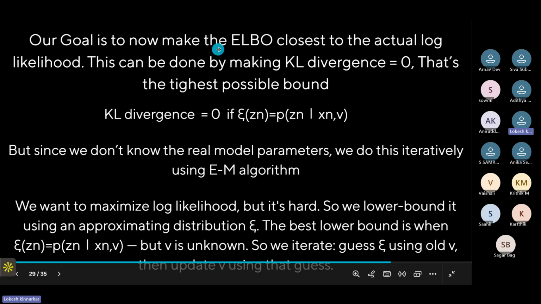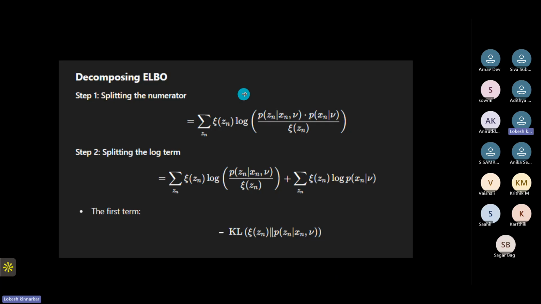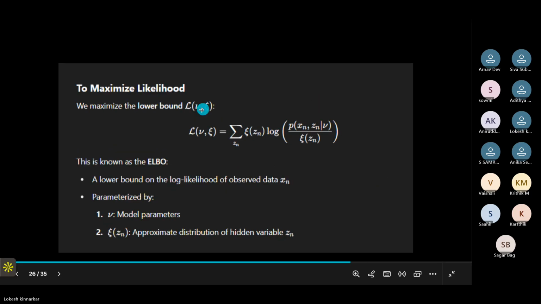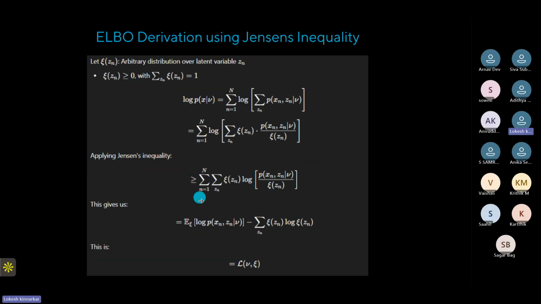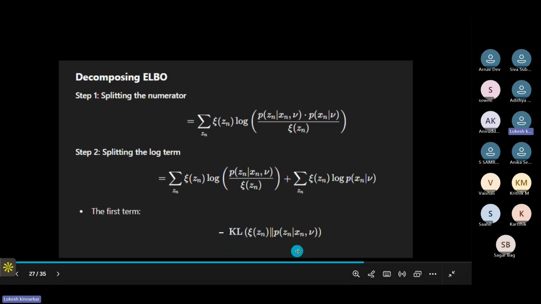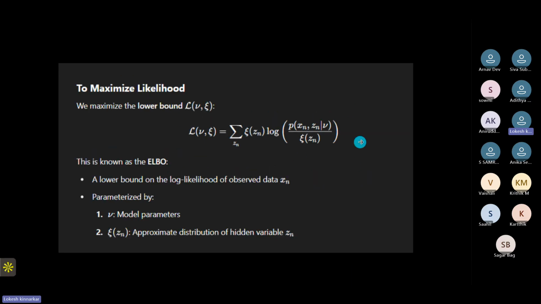Okay, so as I said, our goal is now to make the ELBO, that is the evidence lower bound, closest to the actual log likelihood. This can be done by making the KL divergence equal to 0, which is the tightest possible bound. Since this is the negative of KL divergence, if you want to maximize this function, you have to make this 0, because KL divergence is always positive, since it is essentially giving you a probabilistic representation. So this term is always positive, and when it is multiplied with a negative, it will tend to decrease this particular function, which doesn't solve our problem.